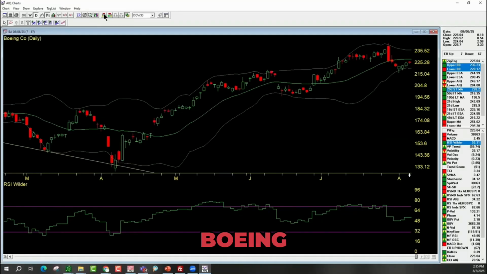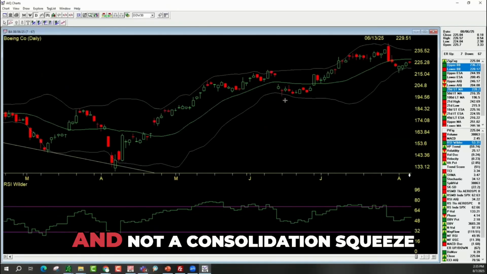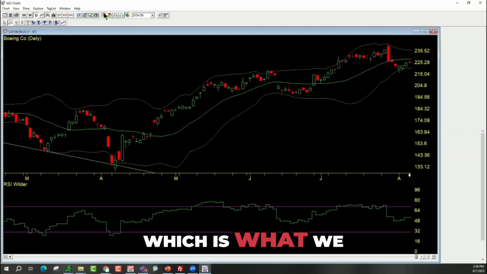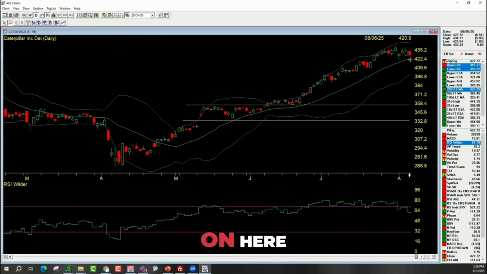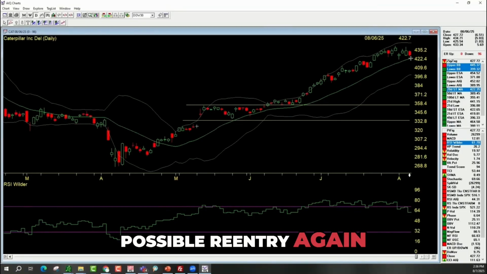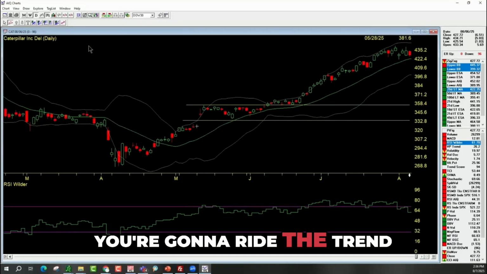This one, Boeing, not a lot going on there. Looks kind of like a squeeze, but it's not a very big squeeze and not a consolidation squeeze, which is what we look for. Caterpillar, of course, has been riding that band for a while. Not a lot going on here. Possible re-entry again, bouncing off the MA here. If it hits the MA and moves up, you're going to ride the trend.